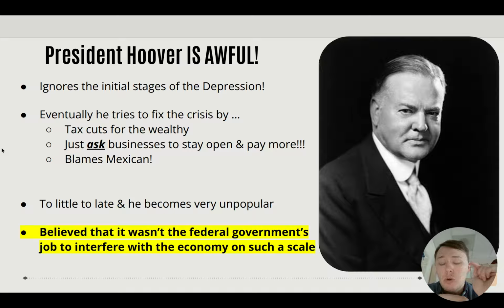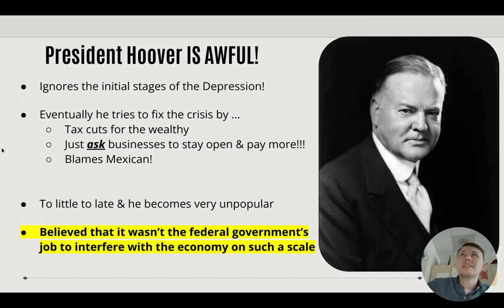But Herbert Hoover firmly believes that it is not the role of the government to intervene in the economy. He believes in small government. He thinks that the government should not be going around ending it. The free market will sort itself out. He's a staunch capitalist. He loved the robber barons.